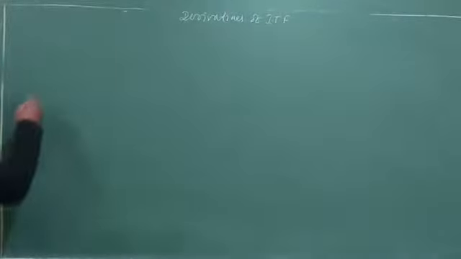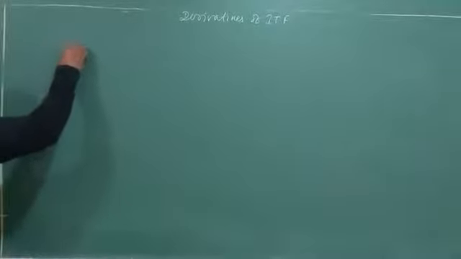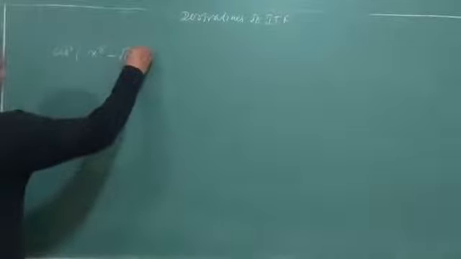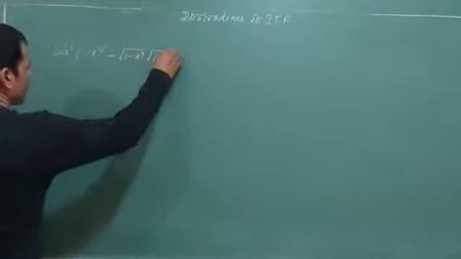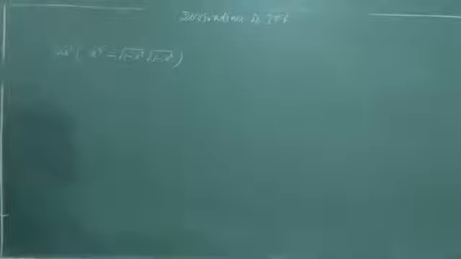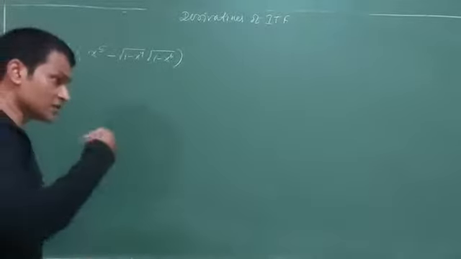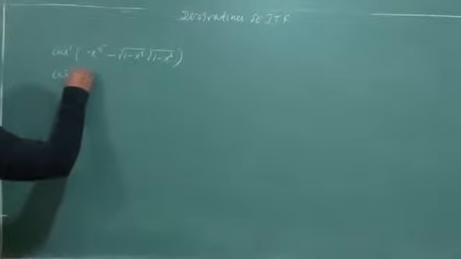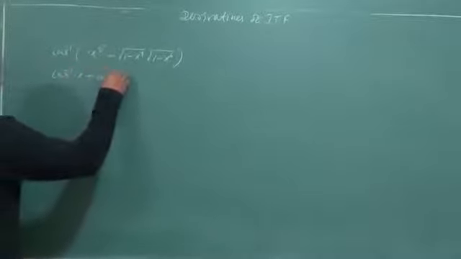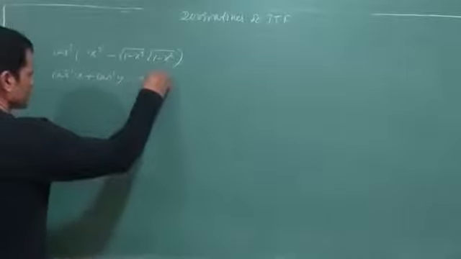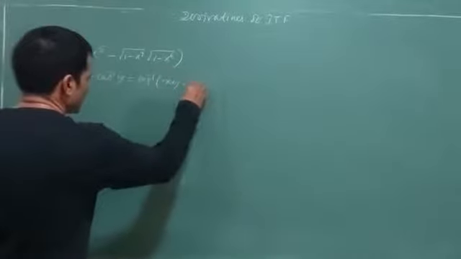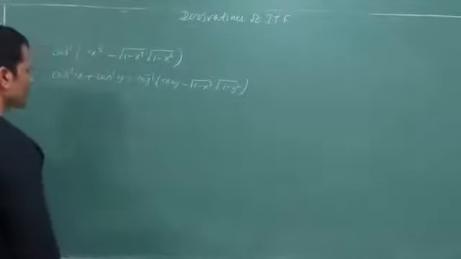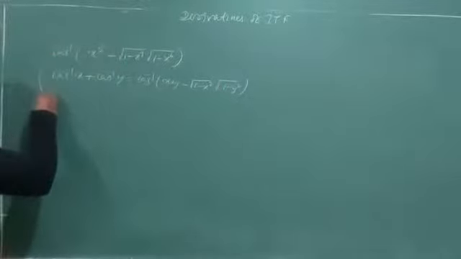So if I get a question, cos inverse x to the power 5, find the derivative. What is my plan then? Immediately what comes to my mind? What formula must I have? Cos inverse x plus cos inverse y is cos inverse of xy minus root of (1 minus x square)(1 minus y square). Alright? So I'll deal accordingly.